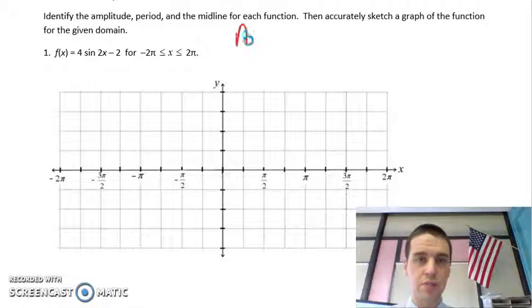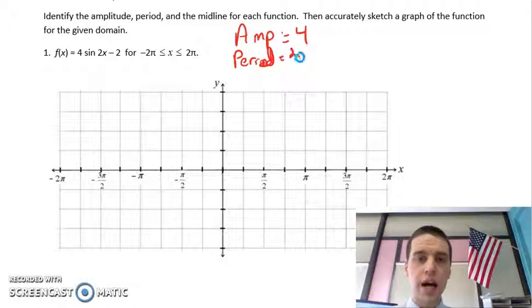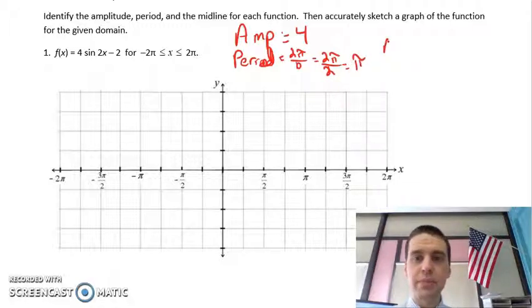So the amplitude. Amplitude is your A value. Amplitude is 4. No negatives, even if it was negative, amplitude is always positive. It's the radius. Your period is 2 pi divided by B, which is 2 pi divided by 2, which is pi. And your midline, which is D, y equals negative 2.